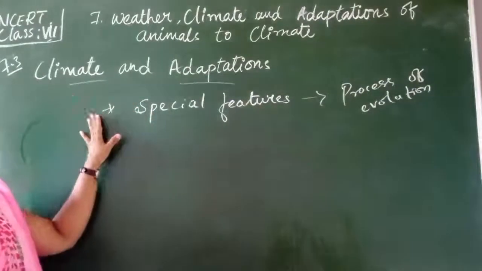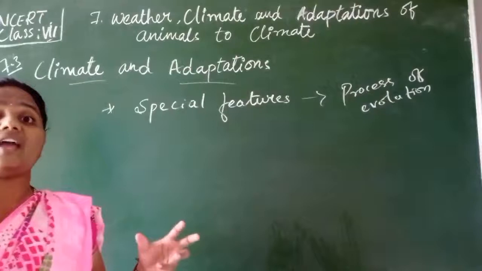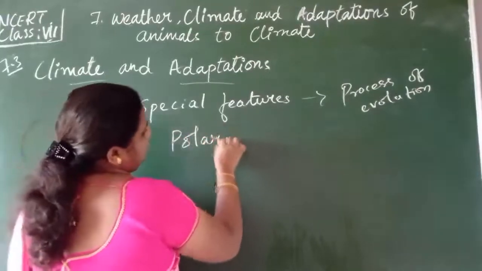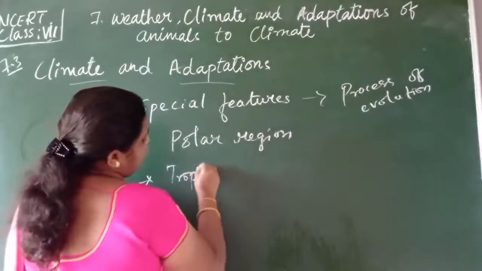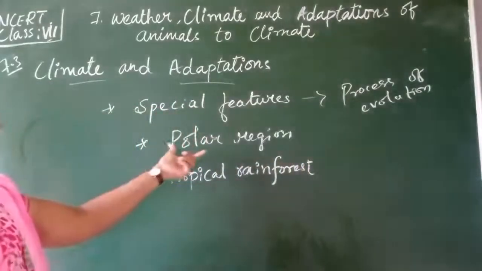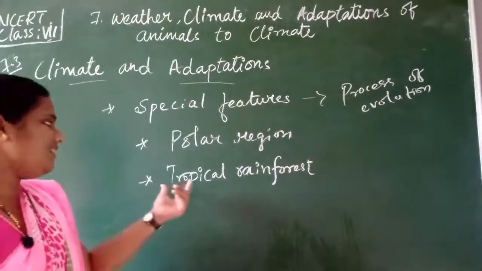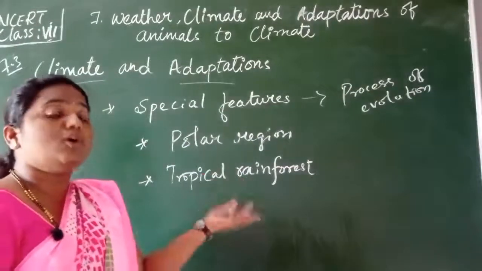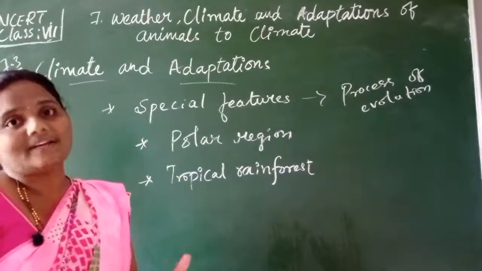Okay, coming back to the topic, climate and adaptations. As I said earlier, we are going to study mainly two groups of animals. The first is the polar region, and the second is the tropical rainforest. In the polar region, we will study how animals have adapted their body according to that climate. And in the tropical rainforest, where rainfall is high, we will study how the organisms living in this area have modified their body according to the climate.